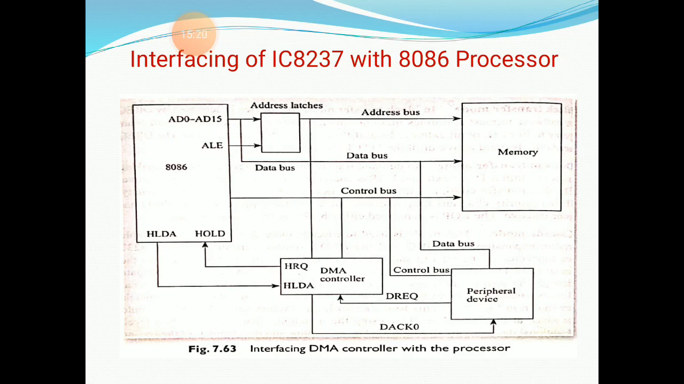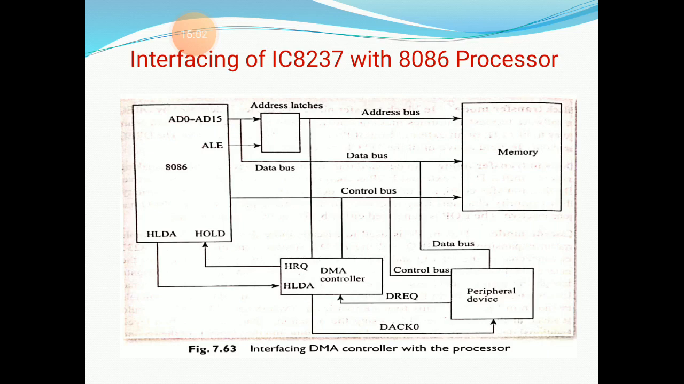From this diagram, a peripheral requests the DMA service by sending a DMA request to the DMA controller. The DMA controller sends a hold request signal to the processor. When the processor receives the hold signal, it enters the hold state, releases the system bus and sends an acknowledge signal to the DMA controller. When the DMA controller receives the acknowledge signal, it sends an acknowledge signal to the peripheral by using the DACK signal.